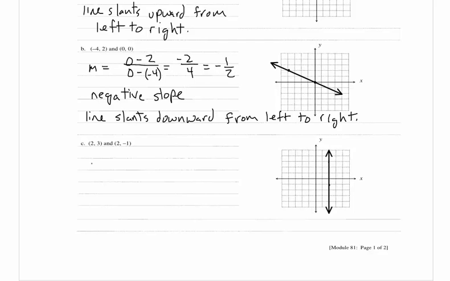And now to find the slope, we have m is equal to y2 minus y1, which is -1 minus 3, over x2 minus x1, or 2 minus 2. So we get -4 over 0. So this tells us that our slope is undefined. And the line is vertical.